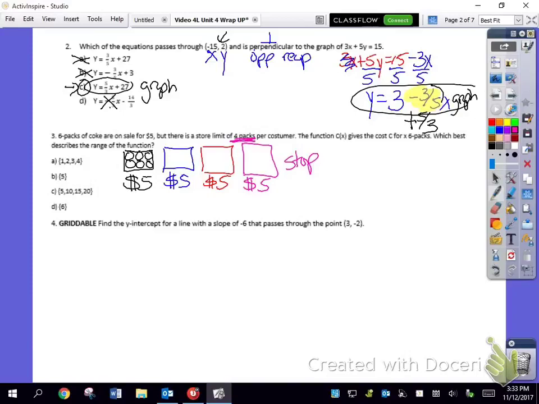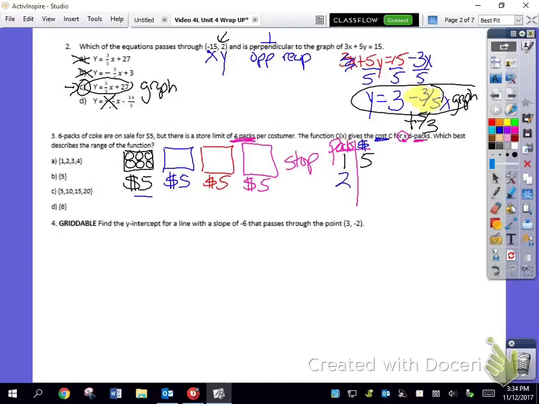So the function c of x gives the cost c for x 6-packs. So this right here, x is going to be my packs. Now, a lot of students get confused because they want to put the 6 in there. Don't put the 6 in there. And then the c is your cost. That's your y.